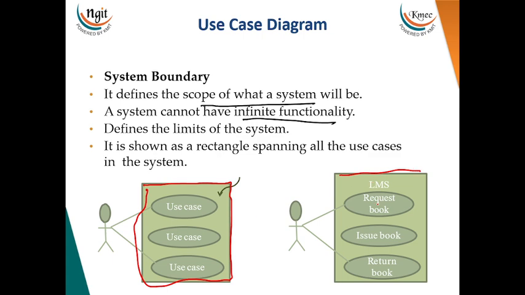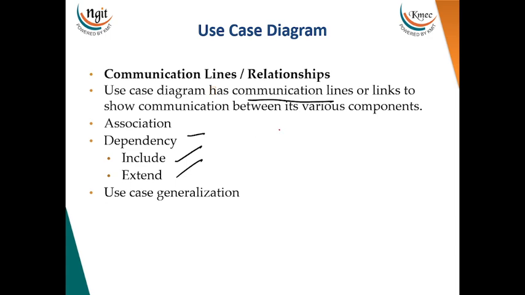Use case: LMS, request book, issue book, return book. This is one operation, correct? This is what we call the scope of the system boundary. Then communication lines. A use case diagram communicates with the help of a few lines that are shown between the various components.